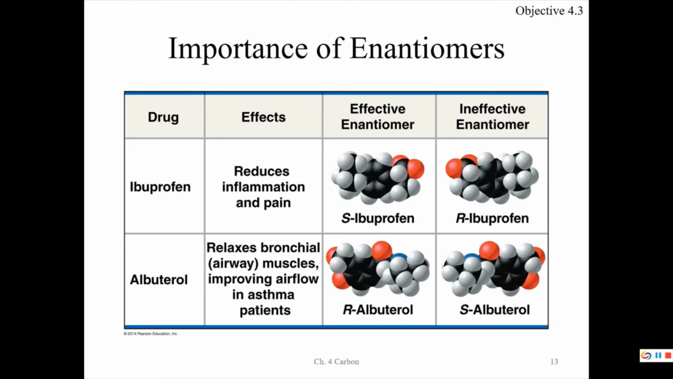Only S is. Now, albuterol sulfate, which is a molecule used as a bronchodilator for asthma patients, only R albuterol is effective, not S. Why you pay the high price sometimes is for the chemist to separate out and actually make sure that only one isomer goes out.